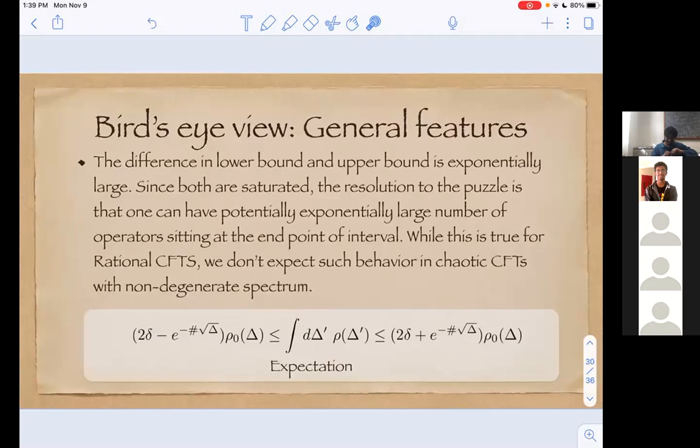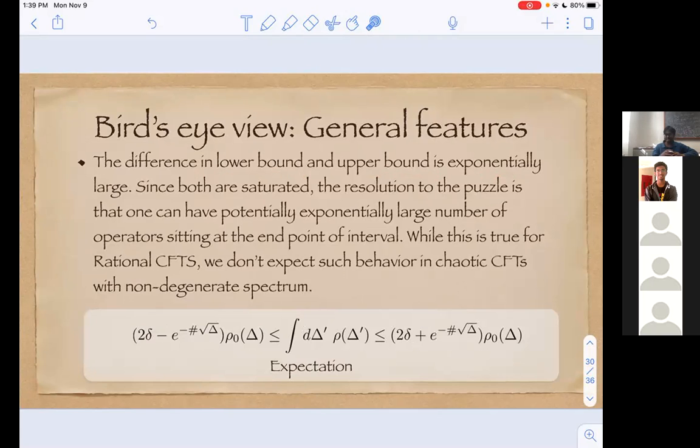And then the next point is, as I was emphasizing, that there is a difference in the lower bound and upper bound, which is exponentially large, because if you remember, the bound was 2Δ − 1 on the lower side, and on the upper side it was 2Δ + 1. And since both are saturated, the resolution to the puzzle is that one can potentially have an exponentially large number of operators sitting at the endpoint of the interval. So this is true for rational CFTs.